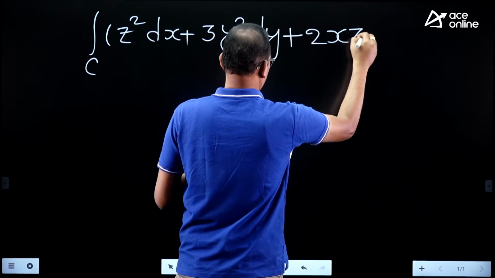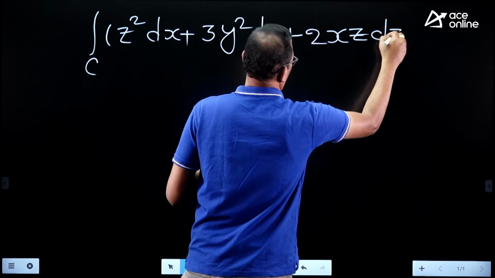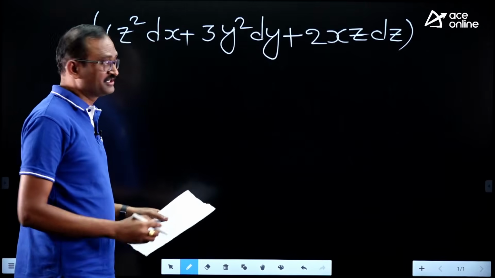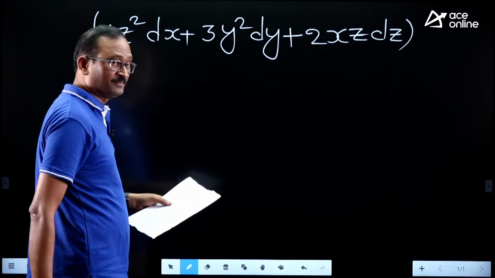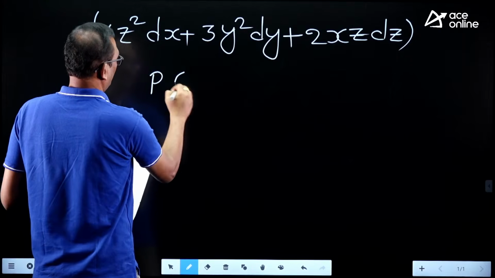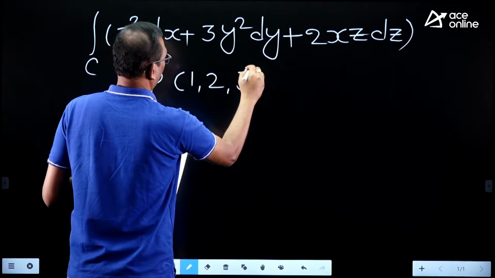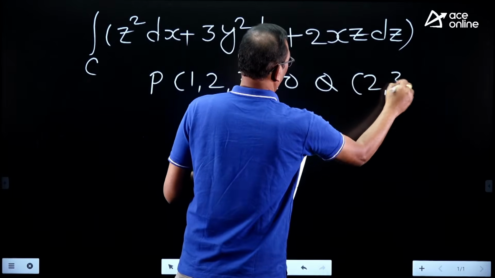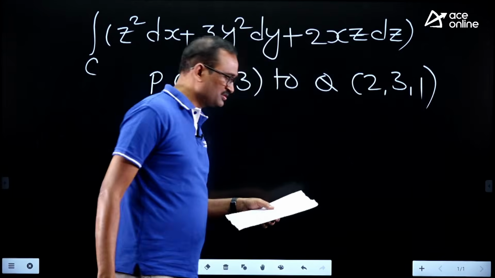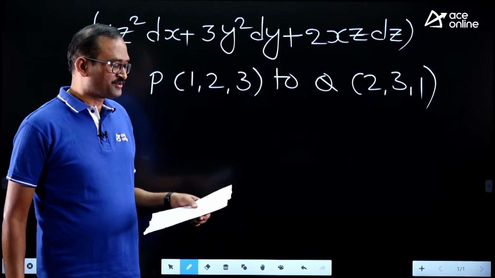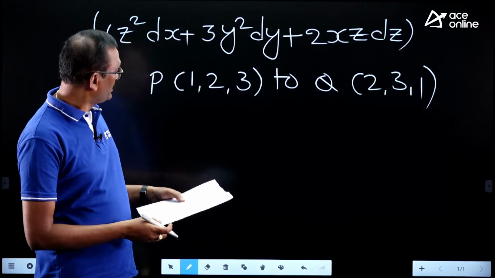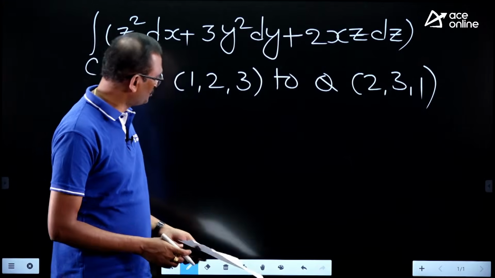plus 2xz dz. We were asked to find the integration value along the straight line from P 1, 2, 3 to Q 2, 3, 1. We were given 4 options. One is 24, another option 29, one option 20 and one option 12. The points P1, 2, 3 and Q2, 3, 1.